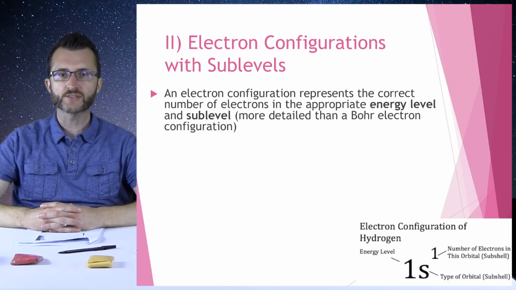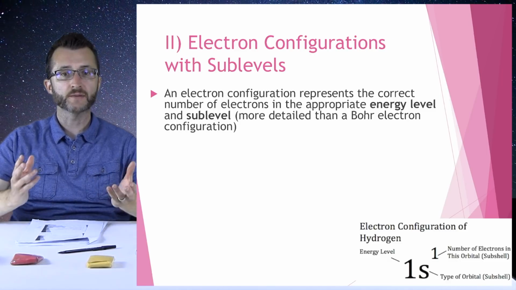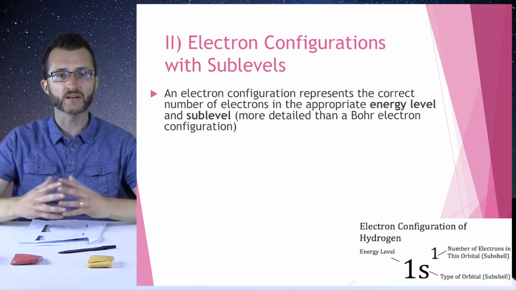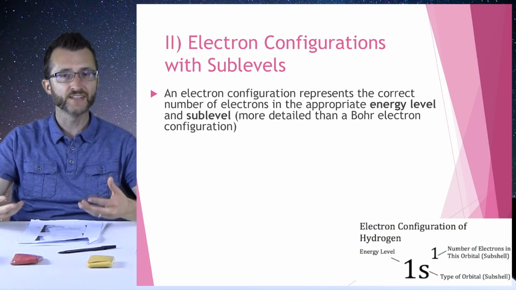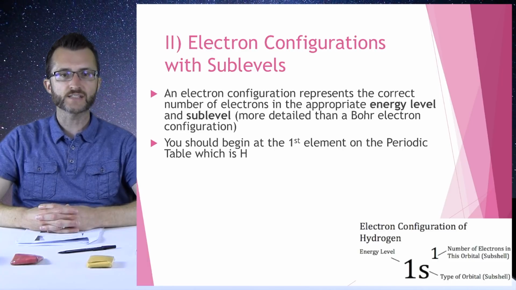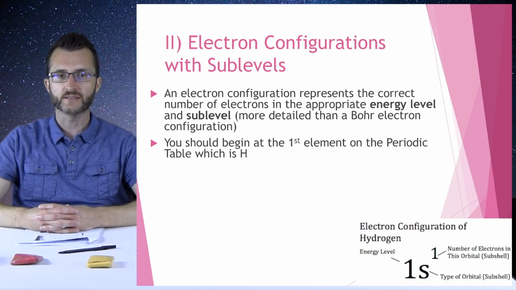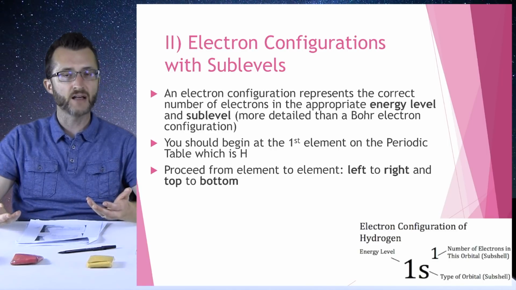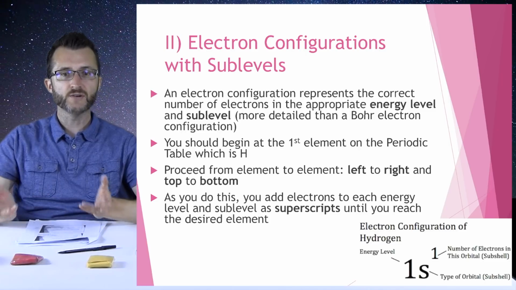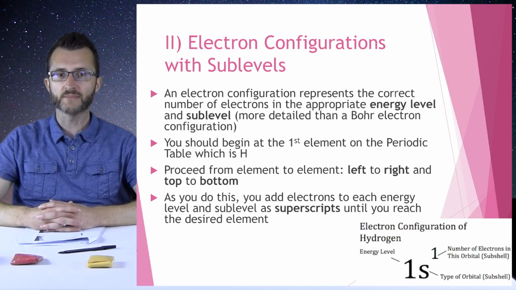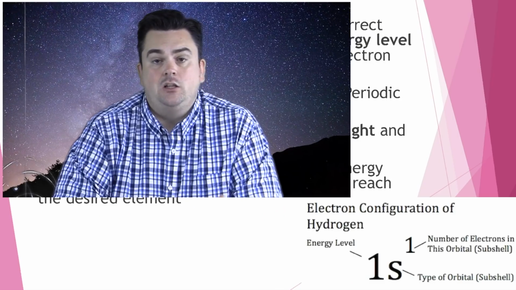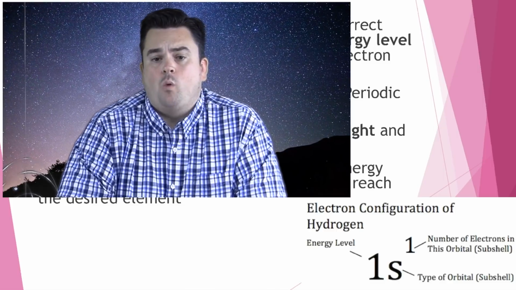An electron configuration represents the correct number of electrons in the appropriate energy level and sublevel. So this is more detailed than a Bohr electron configuration, which only said the number of electrons total in each energy level. You should begin at the first element on the periodic table, which is hydrogen. You're then going to proceed from element to element, going left to right and top to bottom. As you do this, you add electrons to each energy level and sublevel as superscripts until you reach the desired element. So if you take a look at our example down here, we have 1s1.